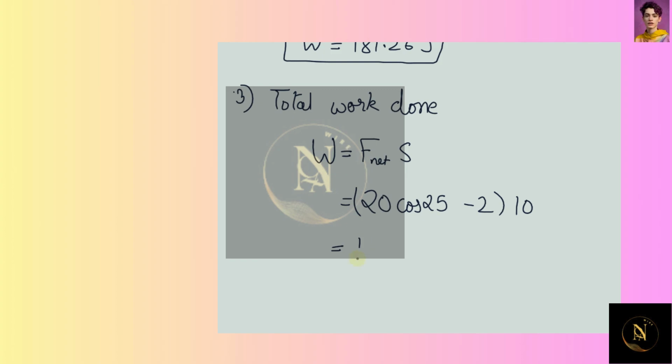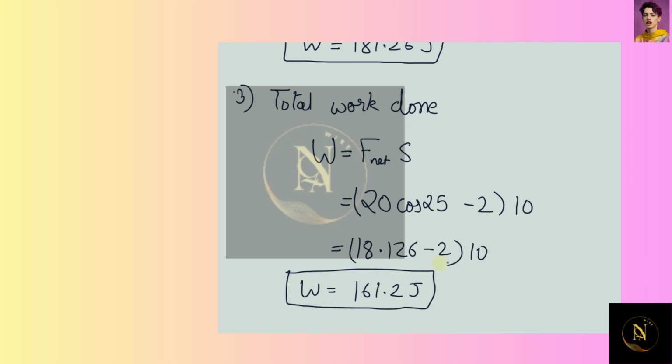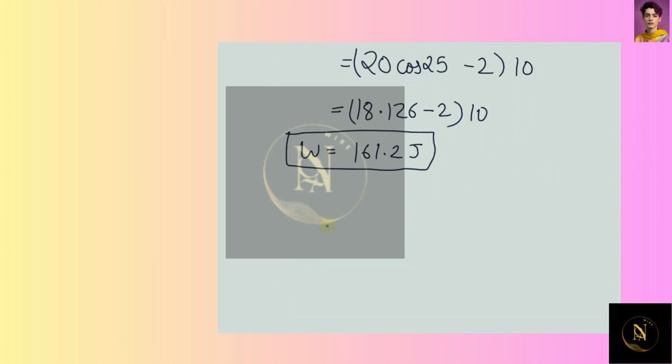So if we calculate this, it is 18.126 minus 2, times 10. If we calculate this, we will get the answer as 161.2 joules. So this is the total work done. Now having done this, we will move on to part 4.